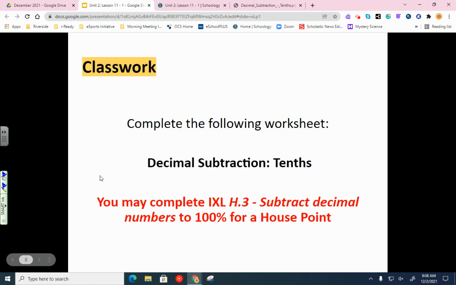So for this one, we've got another worksheet. We do have IXL available for your house point. That will be H3, subtract decimal numbers to 100%. But the actual worksheet, we're going to start with tenths. Tomorrow will be tenths and hundredths, and then on Monday we'll have tenths, hundredths, and thousandths, or we may go with just a mix of both, depending on where I see our progress going. All right, let me know if you have any questions.